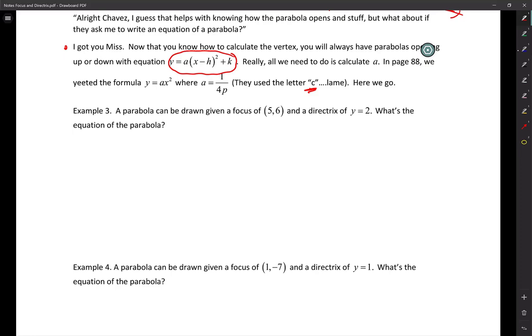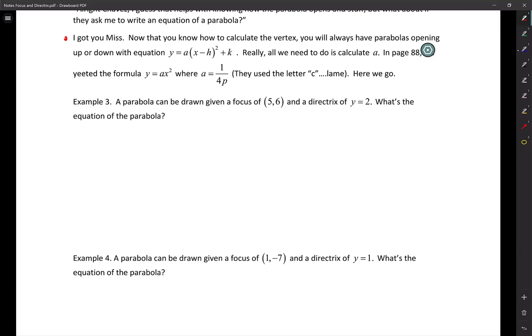All right, you guys ready? So here we go, guys. A parabola can be drawn given a focus of 5, 6 and a directrix of y equals 2. What is the equation of the parabola? Now they want my equation. I'm going to draw first the focus and directrix. Here I draw my sketch. 5, 6, I'm going to put a point. I'm going to say this is 5, 6. The directrix is y equals 2.